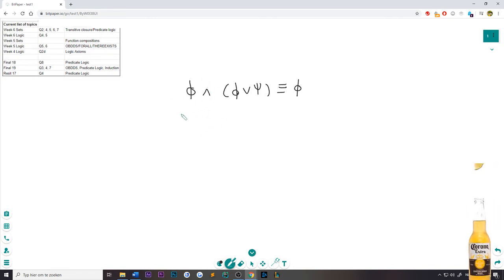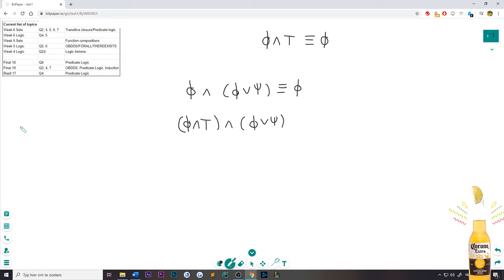One way we can do this is we can apply the identity rule. What the identity rule says is that if we have a phi, then that's the same as phi and true. So this is semantically equivalent to phi itself. And so we can rewrite this phi here to this. Then what we're left with is phi and true and phi or psi. Then we can just apply distributivity to this here.